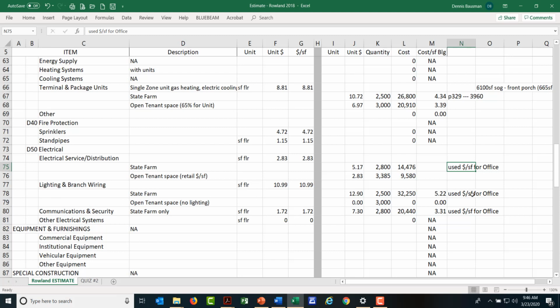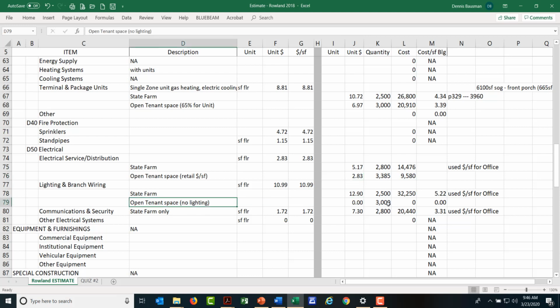What I did again, I went back to that square foot cost on that office building, that one story on page 174, and it was $12.90 for lighting and branch wiring. I didn't, and this may be a mistake on my part, I assumed that the rough end for the lighting here was back in here, okay? Back in this number. That may be an invalid assumption.